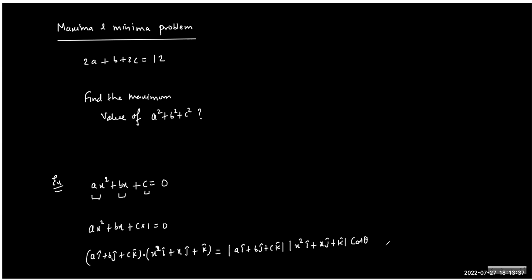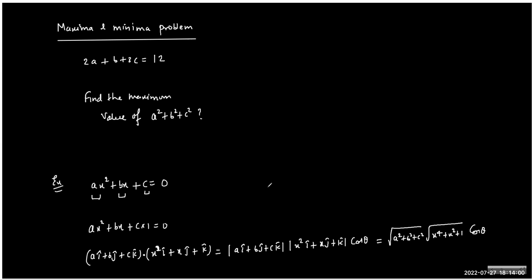Can be written like this. And you can see this is nothing but under root of a square plus b square plus c square, and this is under root of x power 4, x square plus 1, into cos theta. Okay. So now this is a unique way of writing any equation.